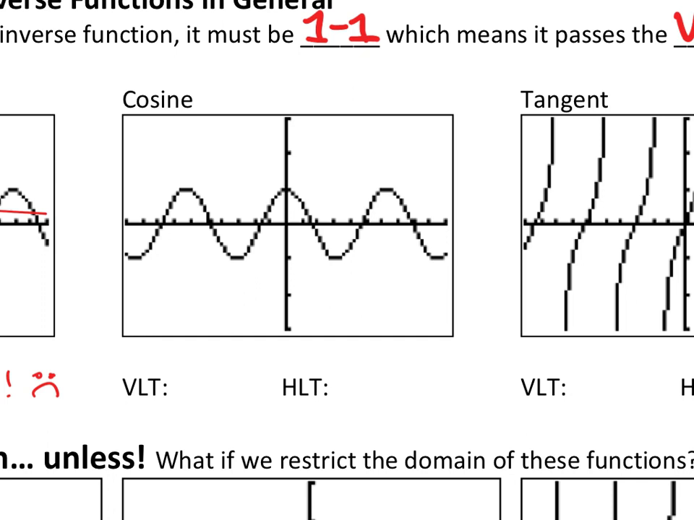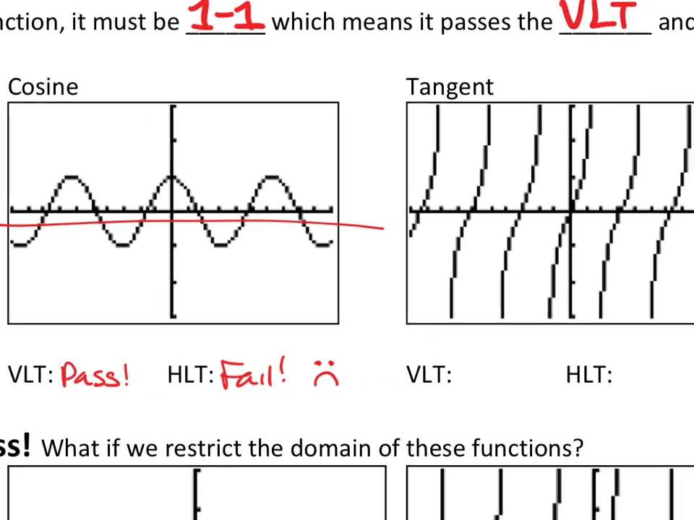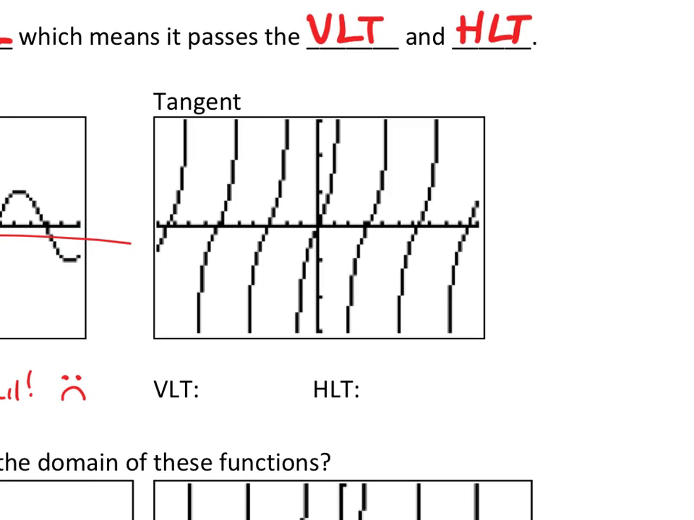Yes for the vertical line test. What about the horizontal? No. Again, it fails. So that's another problem. What about tangent? It passes the vertical line test. It is a function. But does it pass the horizontal? No. Okay, so we have a bunch of problems here.